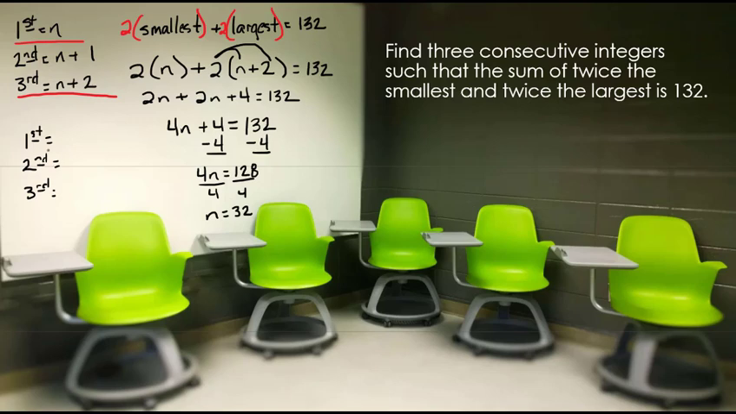So our first number in the list is 32, second is 33, and third is 34. And we could check this by multiplying the smallest by 2, and that would get you 64. The largest by 2, and that would get you 68. And 64 plus 68 is in fact 132.